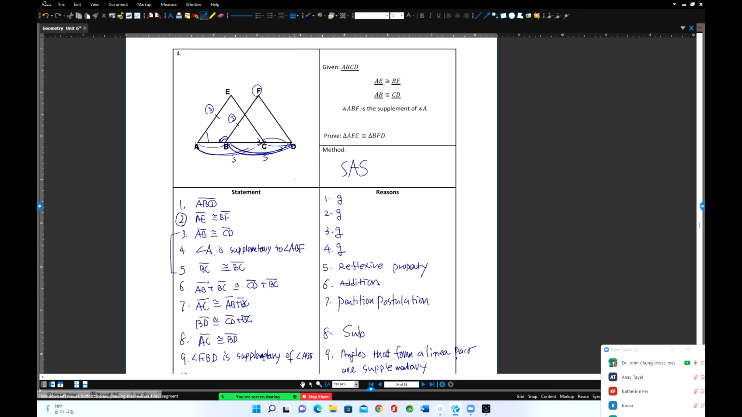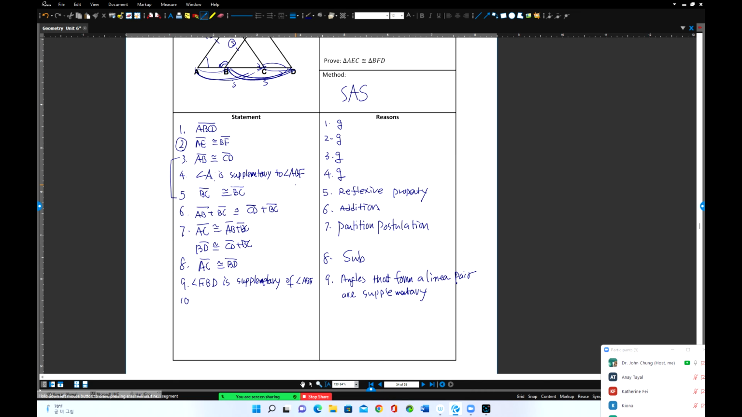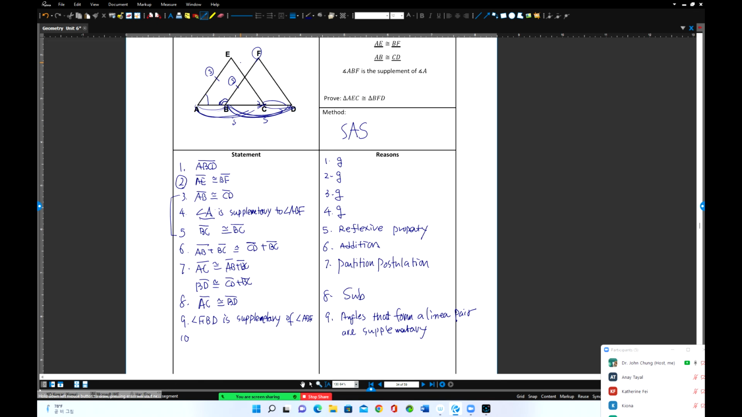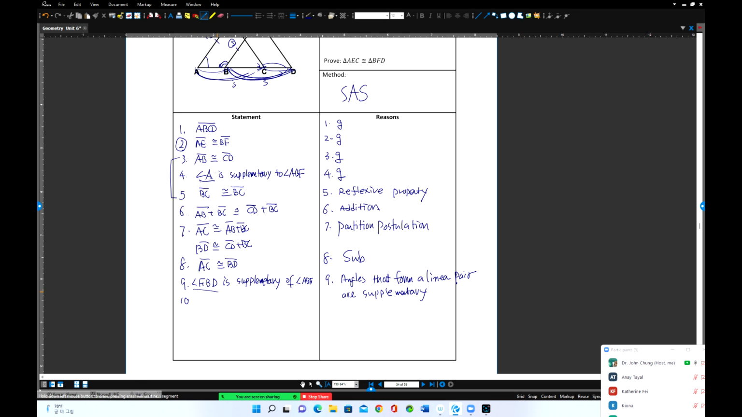Okay. After that, angle A was supplementary to angle ABF. It's okay. So you can write down that angle A is congruent to angle FBD over here, right? Angle A congruent to angle FBD. The reason is what? Supplements of congruent angles are congruent. Now we have this angle already, okay? This angle is done.